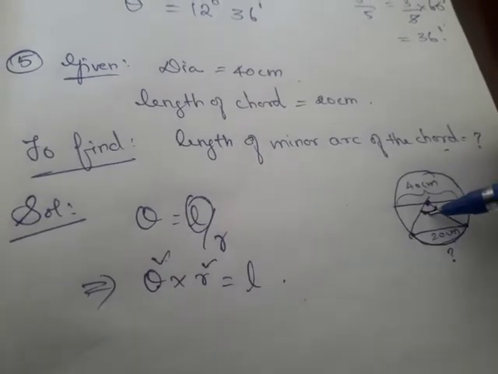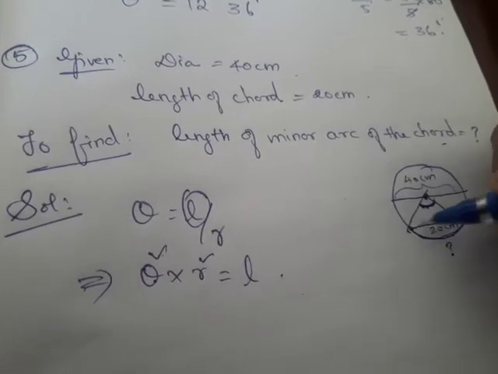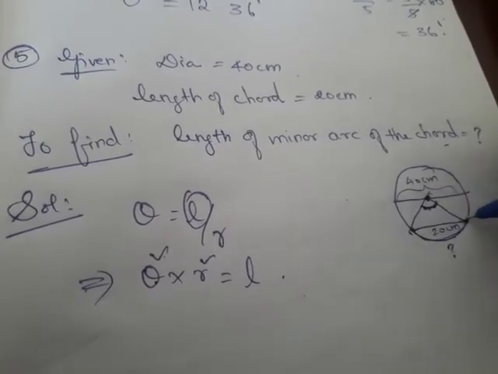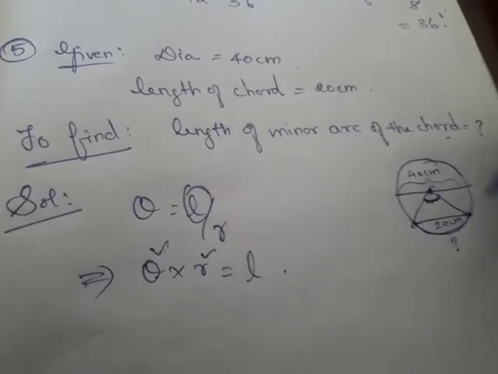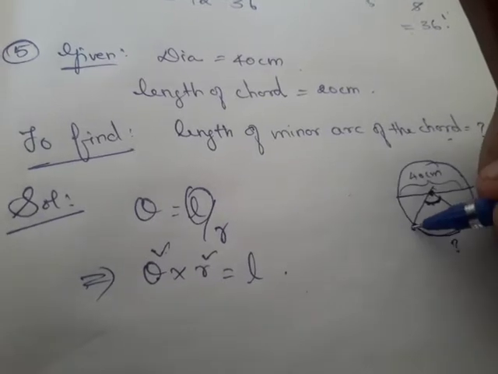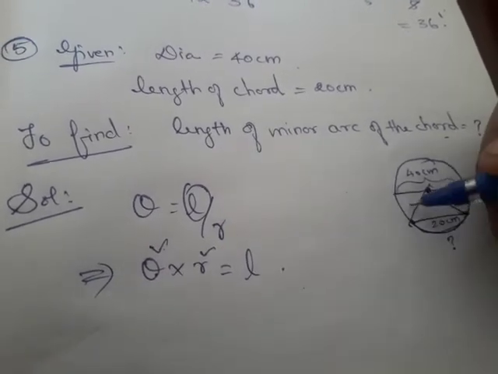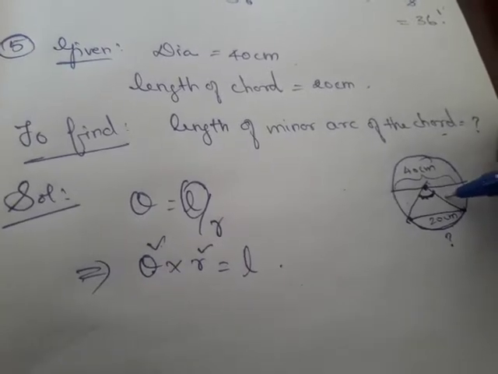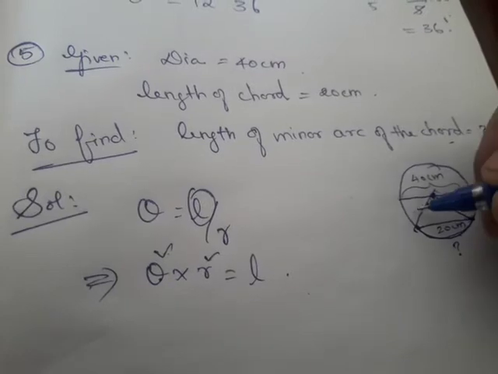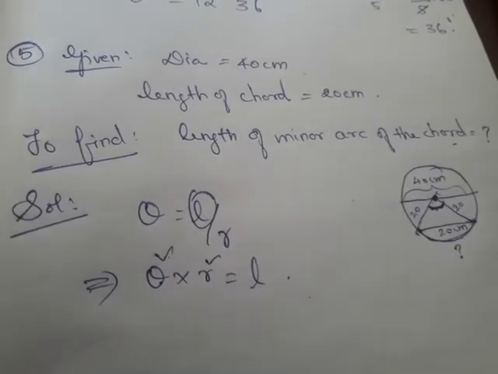Now how can we find this? The diameter is 20 centimeter, we know. What is the measurement of this and this? These two lines are the radius, from the center to the circumference. This is also a line from the center to the circumference. So these two are nothing but the radius. If the diameter is 40, then what will be the radius? 20, right? If the diameter is 40, the radius will be 20 by dividing it by 2.